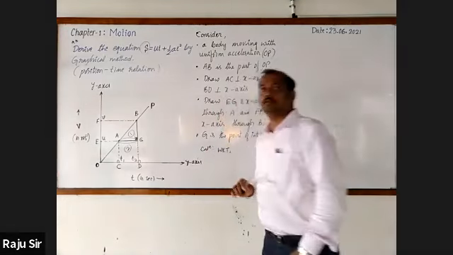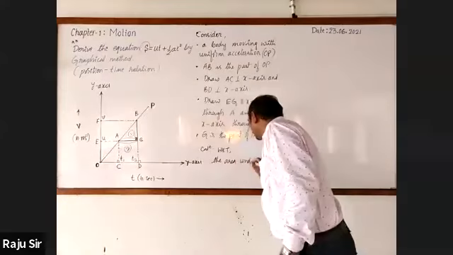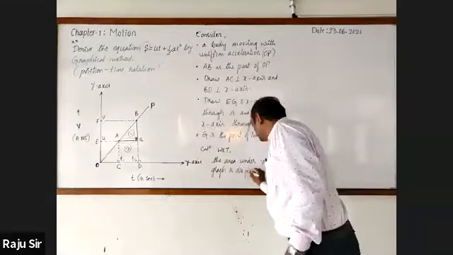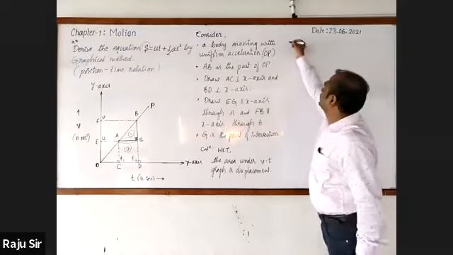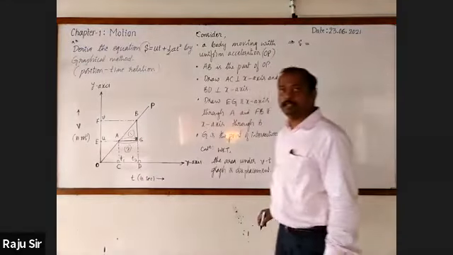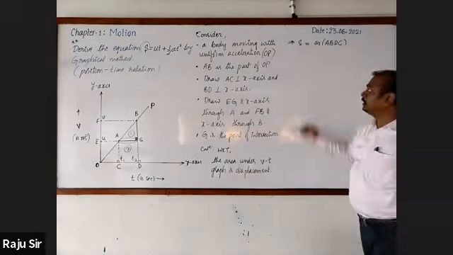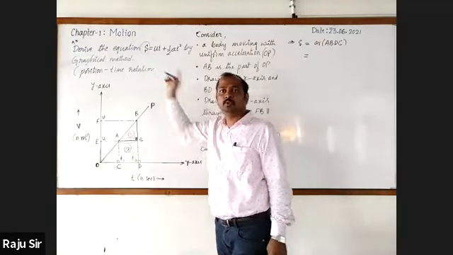You know that the area under VT graph is acceleration. Sorry, displacement. You know that the area under VT graph is displacement. After this, you have to write displacement, that is S, is equal to area under AB, which is area of trapezium ABDC, right? And this should be split up as area of triangle plus area of rectangle, because in the equation we have two terms, right?